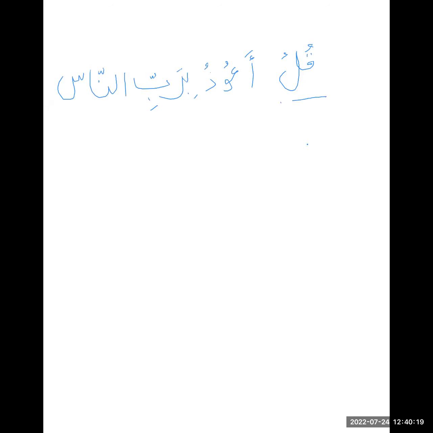Okay. Qul is a verb, so I'm not going to ask anything on that. A'udhu is a verb, so I'm not going to ask anything, but I'll tell you the meaning. Qul means say. A'udhu, I seek refuge. I'll give you the meaning because you don't know the verb yet. Let's talk about Bi Rabbi. Who knows the meaning of Bi Rabbi?